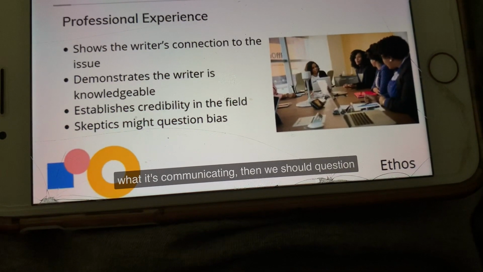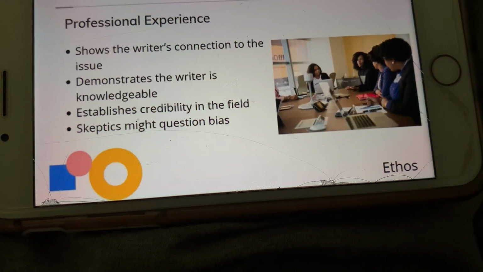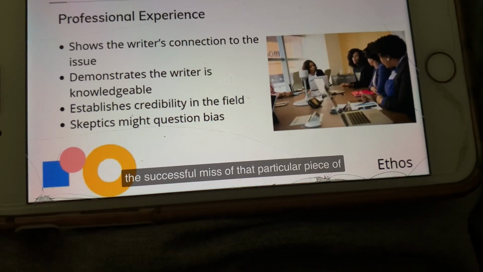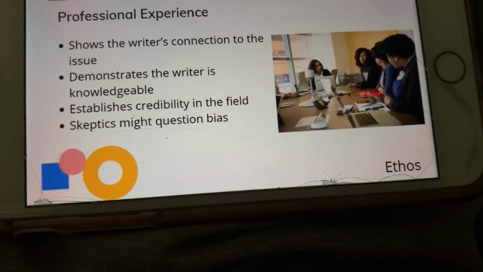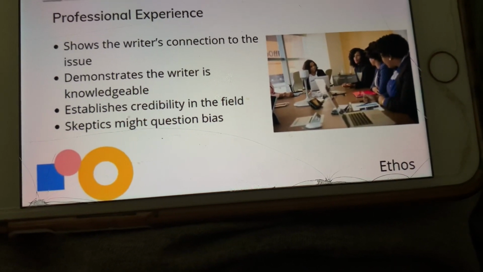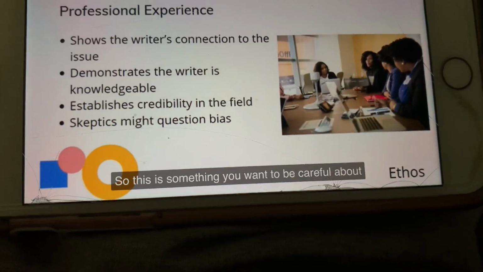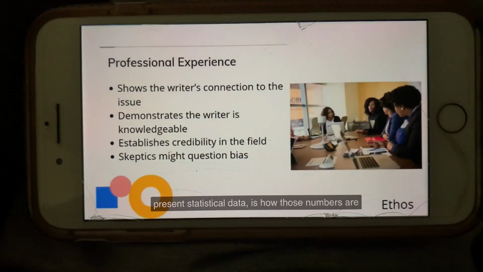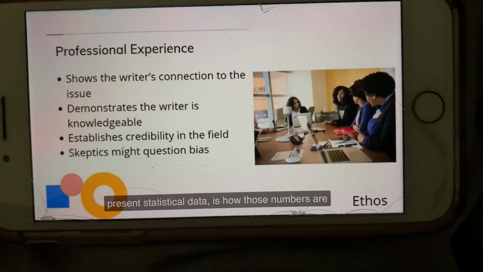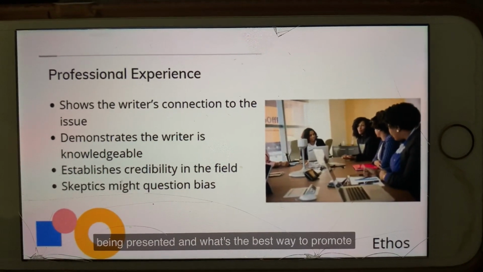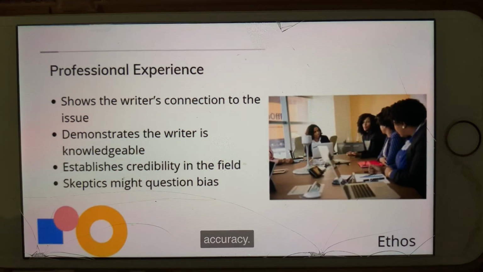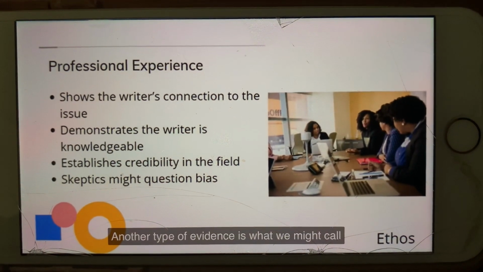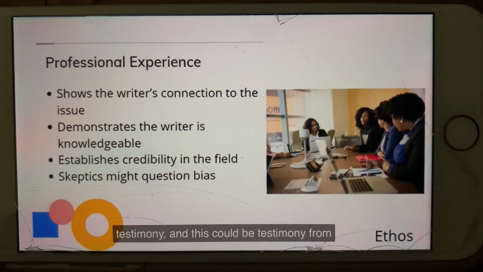In this case, professional experience can make an ethical appeal if it's the author, the arguer themselves, the writer who's discussing their own professional experience that relates to the topic. This can demonstrate the writer's knowledge. It can be a way that their credibility in the field is established. There might be some questions raised about bias, but this shows the writer's connection to the issue.